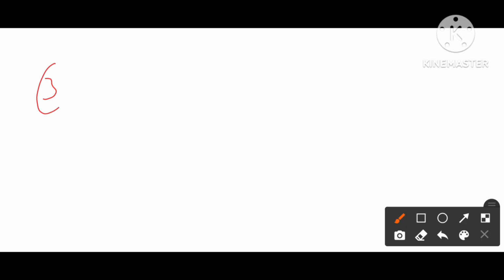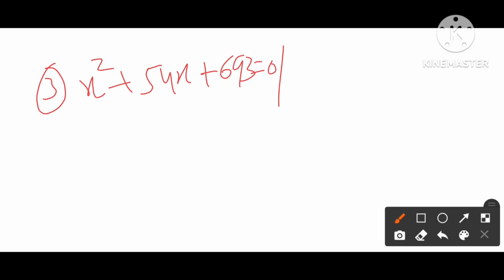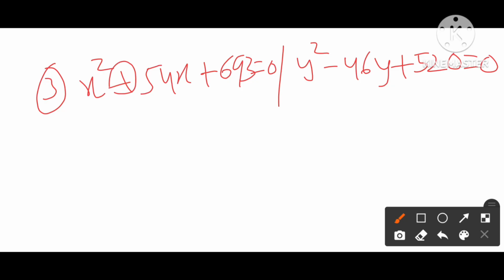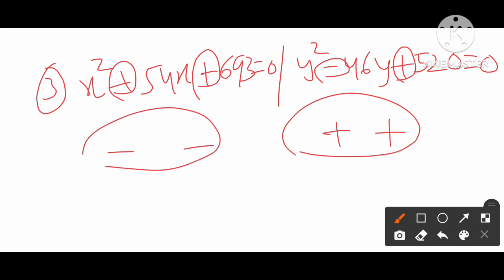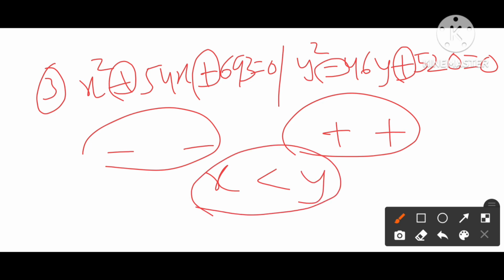Now we are going to deal with question number 3. x square plus 54x plus 693 equals 0, and y square minus 46y plus 520 equals 0. First we always do it with the symbols of the equations. Plus and plus means the roots are negative. Here we see minus and plus, which means the root values will both be positive. So by comparing these two, it is very clear that negative values are always lesser than y. So the answer for this question is x lesser than y.